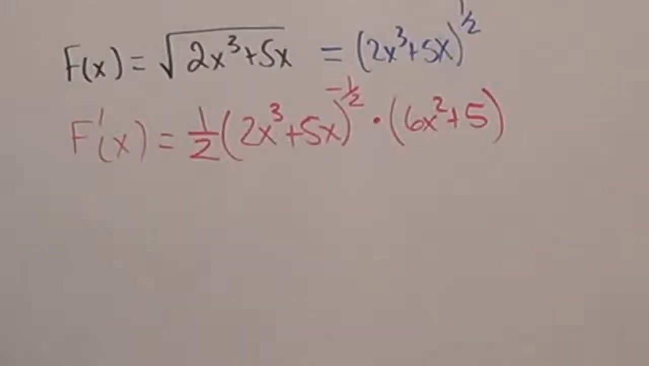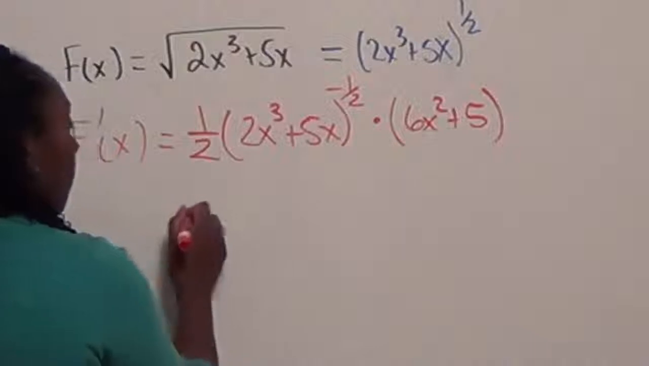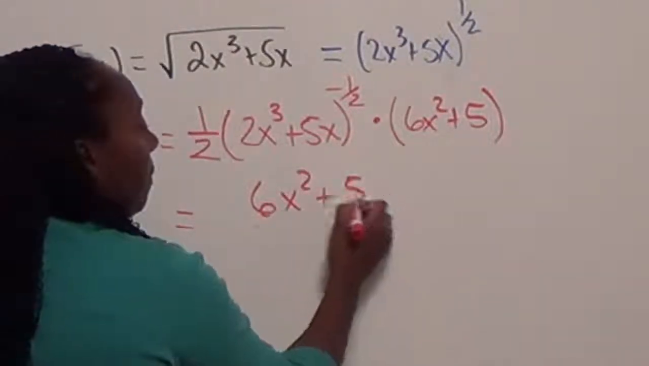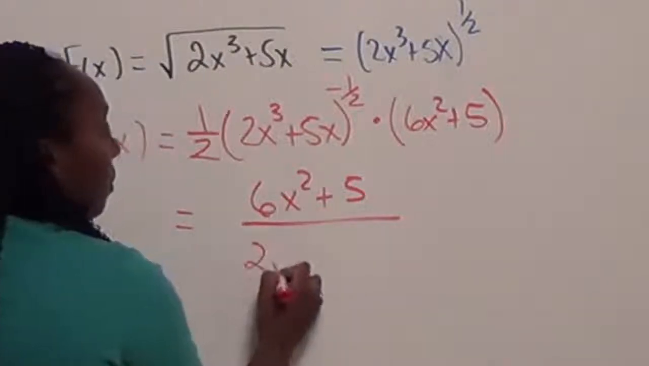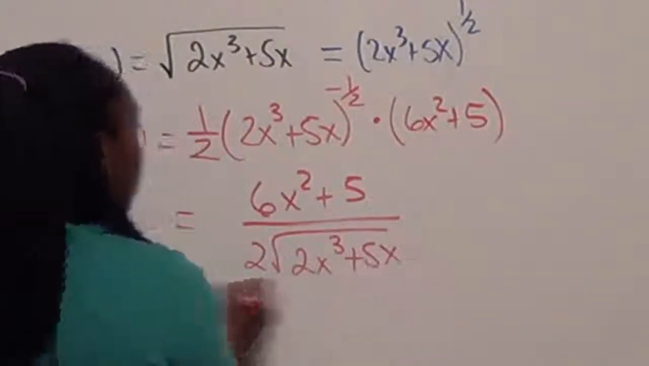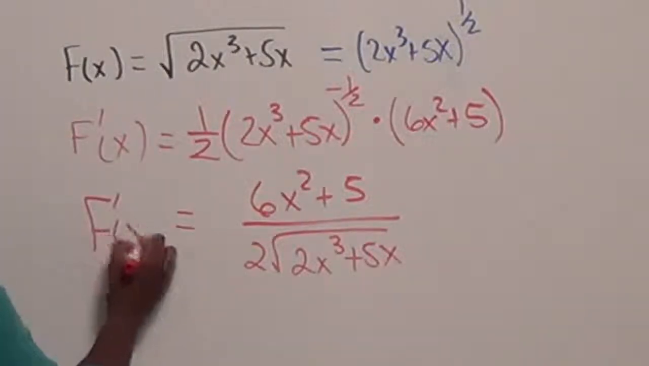Again, I want to simplify this down. In this case, the negative exponent is going to put it in the denominator. So I'll have a 6x squared plus 5 divided by 2 square roots of 2x cubed plus 5x. And there would be my derivative.